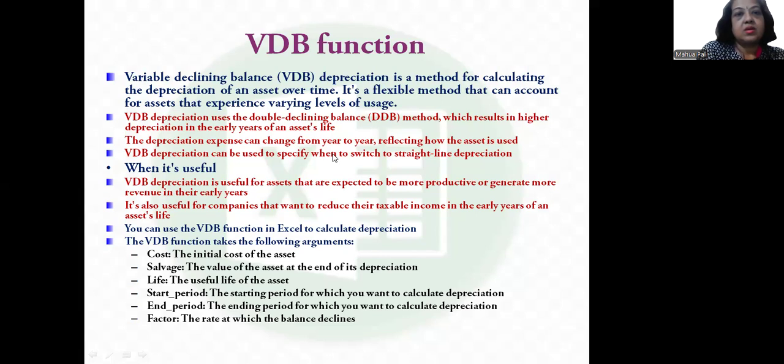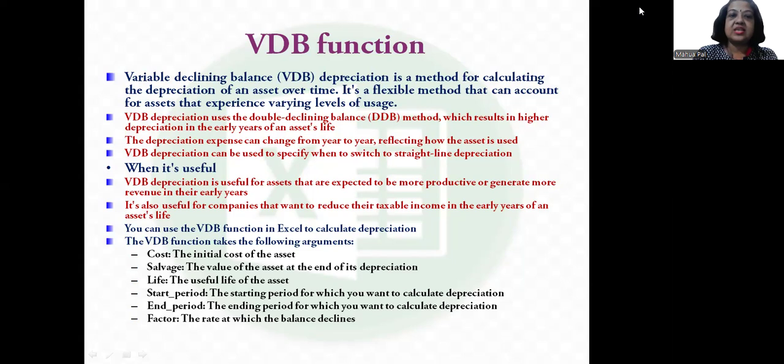Now let us try the variable declining balance depreciation function. It is a method for calculating the depreciation of an asset over time. It's a flexible method that can account for assets that experience varying levels of usage. VDB depreciation uses the double declining balance method, which results in higher depreciation in the early years of an asset's life. The depreciation expense can change from year to year, reflecting how the asset is used.